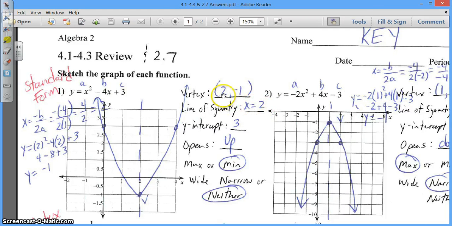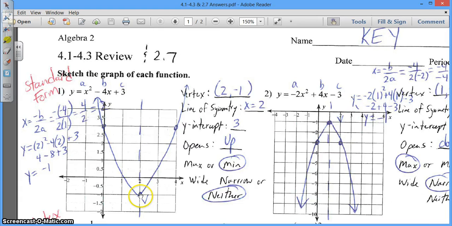Now to find the y of my vertex, I took 2 and plugged it into the original equation here. And that's what I did here. 2 squared is 4. Minus 4 times 2 is 8, plus 3. Add all those together, we get negative 1. So 2, negative 1 is my vertex.